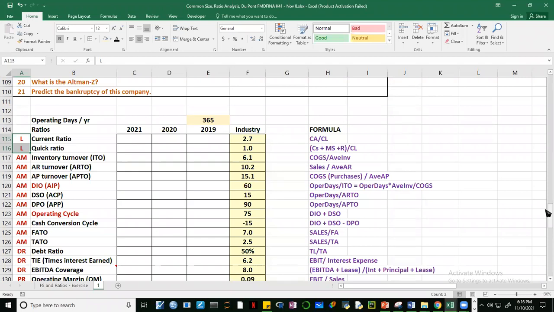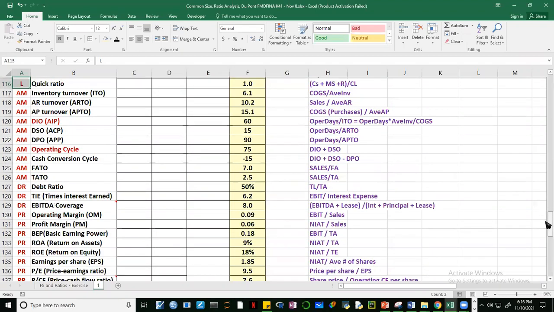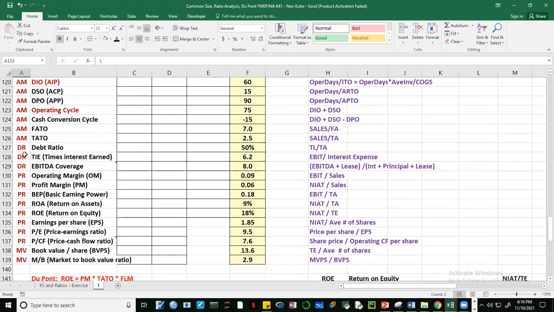AM is asset management or efficiency ratios. This is a measure of how the company is able to utilize its assets and optimize their use in order to make the company more profitable. So those are the asset management ratios. There are quite a lot of them. DR, these are your leverage ratios or your debt ratio.